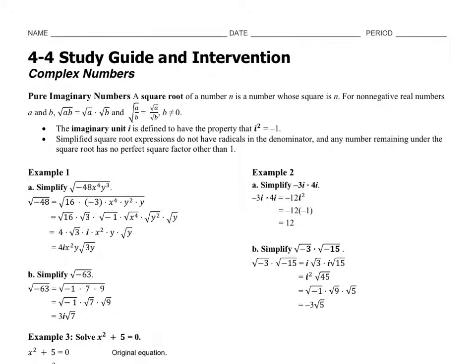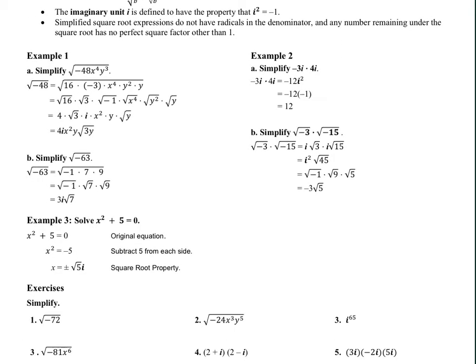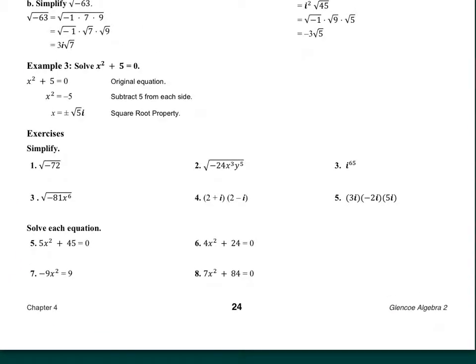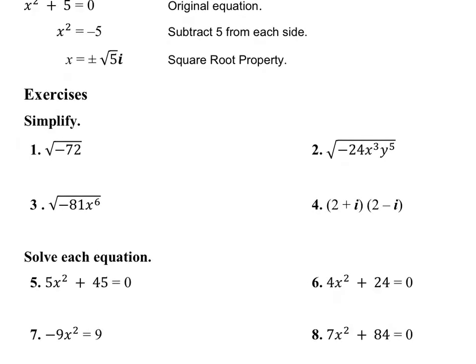And this is the last video. It's for 4 complex numbers. So again, you have some examples up there. So we're going to start with square root of negative 72.